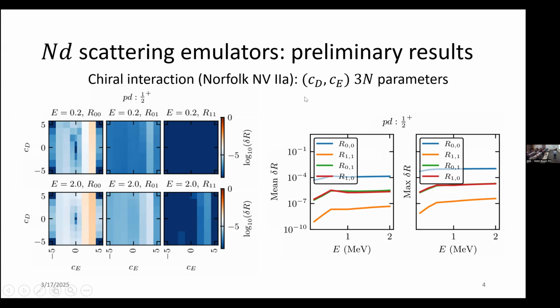So then there are four different numbers to characterize the reaction amplitudes, R00, R01, and R11 here. This energy, 0.2 MeV, is closer to the breakup threshold. What is shown is the log 10 of the errors, and there are five training points on the corners and in the center.